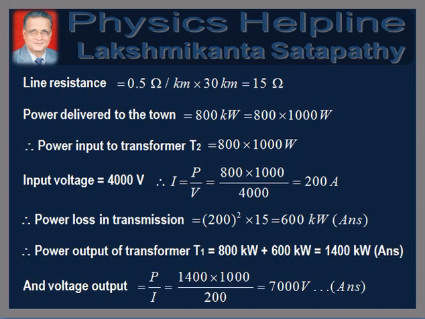Therefore, power loss is equal to 600 kilowatts. Therefore, output power of transformer T1 is equal to 1400 kilowatts and output voltage is equal to power divided by current, which is equal to 7000 volts. This completes the answer to the question.